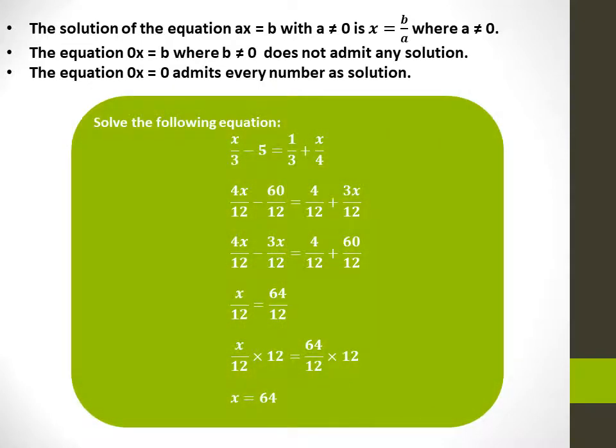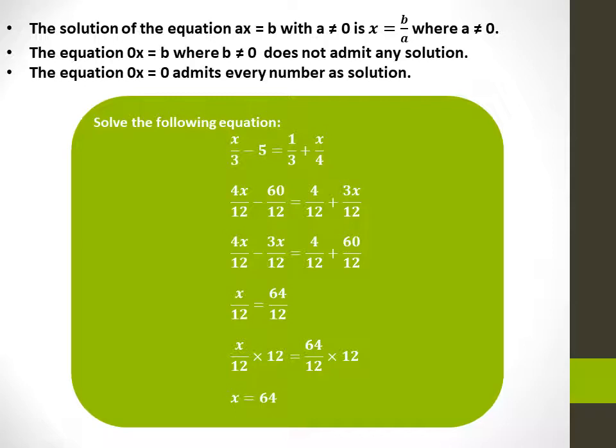Solve the following equation. X over 3 minus 5 equals 1 over 3 plus x over 4. The first step is to reduce all the terms to the same denominator. The common denominator of 3 and 4 is 12. So the equation becomes 4x over 12 minus 60 over 12 equals 4 over 12 plus 3x over 12.